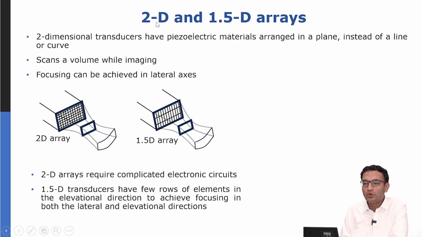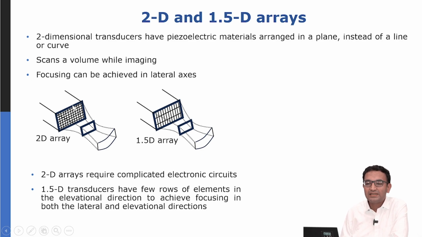Let us now discuss 2-dimensional and 1.5-dimensional arrays, which are also available. In 1-dimensional arrays, which are the most common, the elements or the transducer crystals are arranged in a row. But in 2-dimensional arrays, they are arranged in a matrix, and the number of rows and columns of the matrix are comparable. They need not be the same, but they are comparable. In 1.5-dimensional arrays, the number of rows and columns are disparate. For example, you can have 8 columns but 128 rows. And because one dimension is much larger than the other dimension, they are also called 1.5-dimensional arrays.